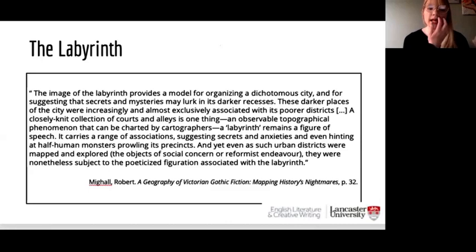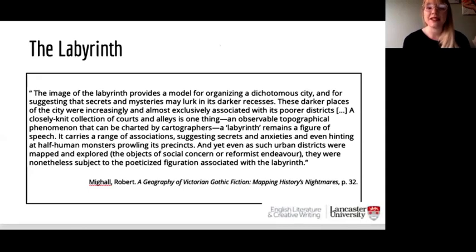Okay, so we'll move on to one of the key features that I just mentioned previously: this idea of the labyrinth. Noting this layout of the city, this is what Robert Miles says about it in A Geography of Victorian Gothic Fiction: Mapping History's Nightmares, which talks about this in depth. He says that the image of the labyrinth provides a model for organising a dichotomous city and for suggesting that secrets and mysteries may lurk in its darker recesses.